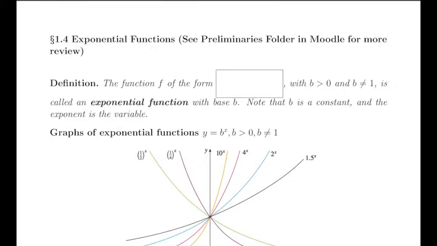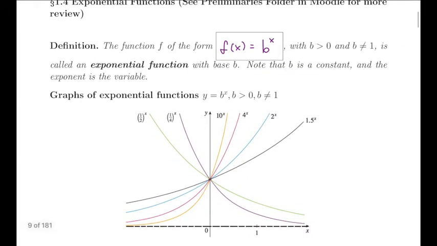We all know what they are, I hope. A function of the form f of x equals b to the x, where b is a constant bigger than 0, not equal to 1, is called an exponential function with base b. And what do the graphs of these exponential functions look like?